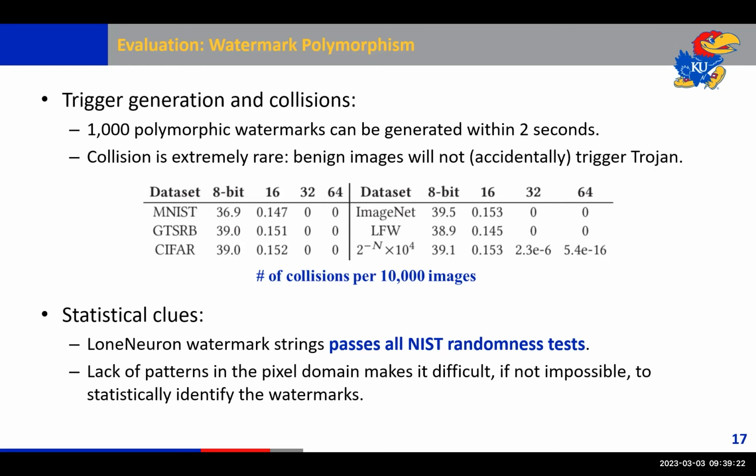But here we show that as we increase the length of the predefined pattern, we can decrease the collisions exponentially to zero. And also statistically, our trigger string passes all the randomness tests, which means that the latent patterns in the pixel domain make it difficult to identify our triggers.